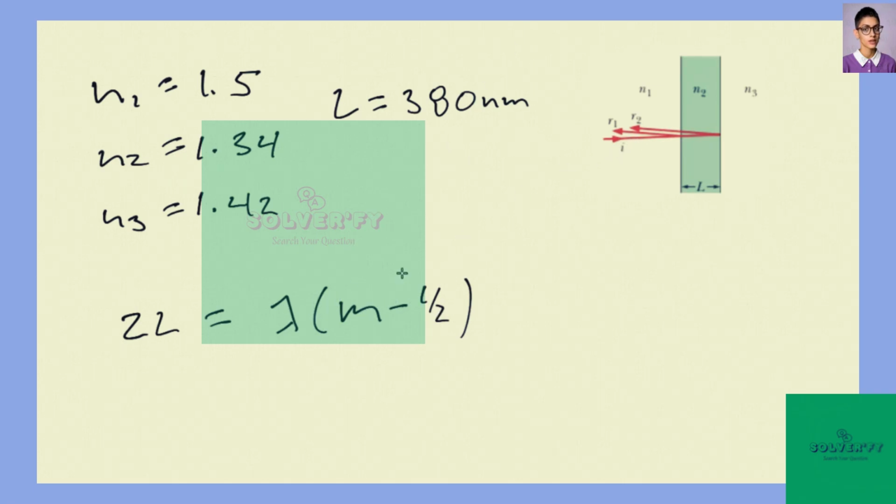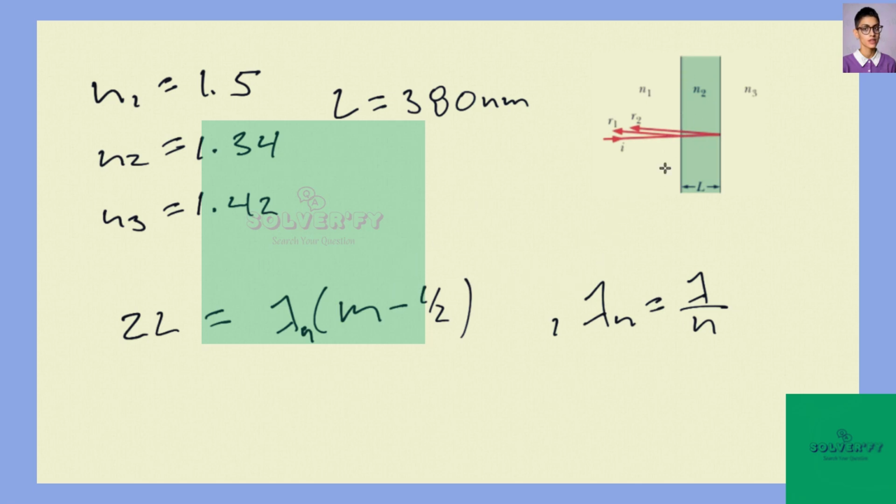Now we have to be careful. It's not actually the vacuum wavelength. It's the wavelength in the material with index of refraction n, in this case n2. So I'm going to label it as lambda sub n so that you know it's lambda in the material, where lambda in the material is just the vacuum wavelength divided by the index of refraction of the material.